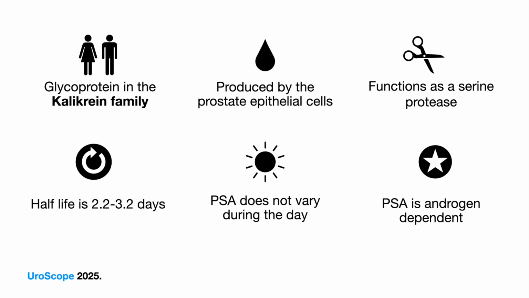PSA has a half-life of approximately 2.2 to 3.2 days. Importantly, PSA levels are stable throughout the day and do not exhibit circadian variation. Androgens stimulate PSA production, making it androgen dependent.